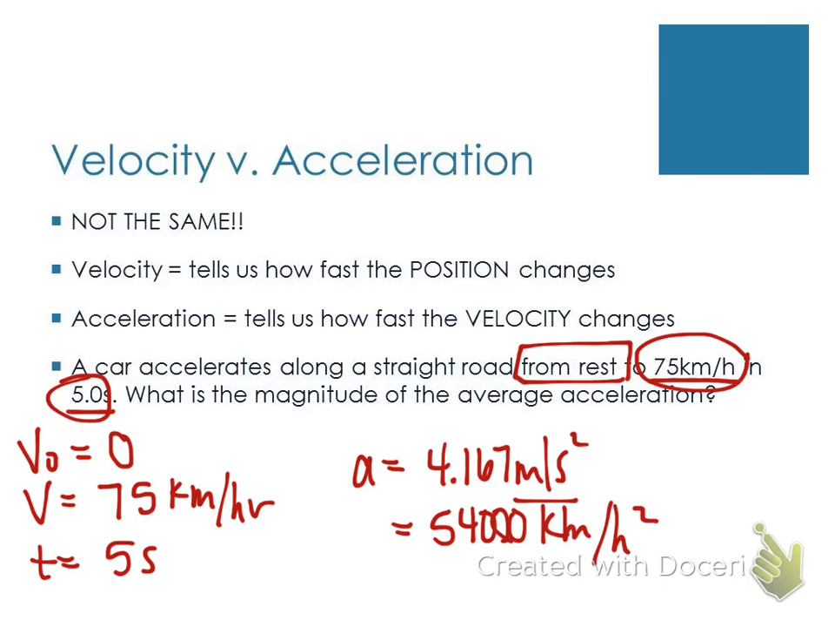So I converted my 75 kilometers per hour to meters per second, and I got a velocity of about 20.8, or something like that. 20 point something. And then I take final minus initial over time. So there's a couple different ways you can do that.